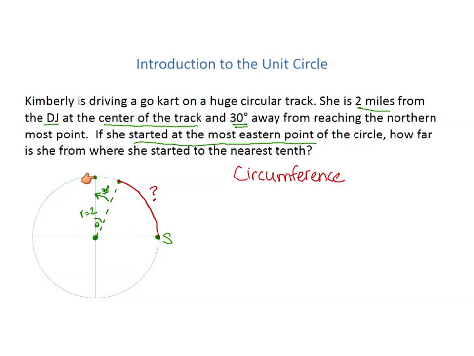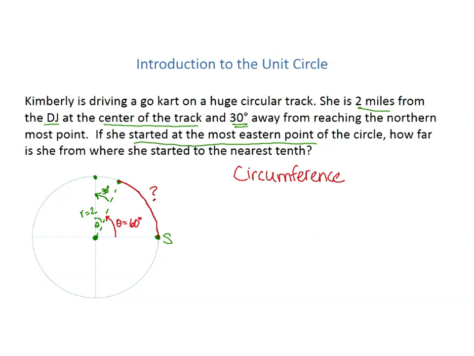Well, if she was going all the way to here, that would be easy to see, right? That's a quarter of the circle. But she's only gone this much. So what is this angle? Well, if she's 30 degrees away from this 90-degree point right here, then this angle that we're looking for, this angle here, must be 60 degrees.